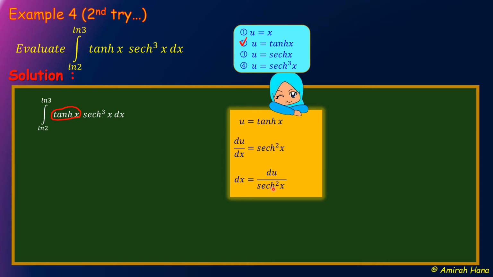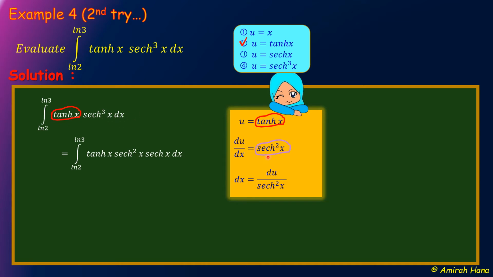So we get du over sec squared x, right? And then from here, our u now equals tan x, okay? And then after we differentiate, we get sec squared x, okay? But from the given question, we have sec cube x.